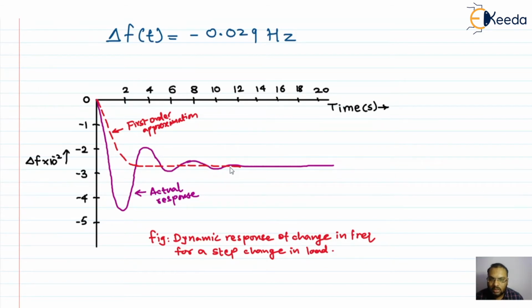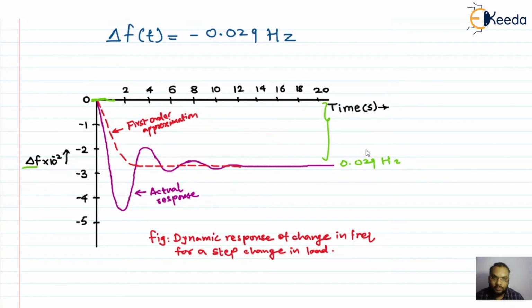You can see some disturbance here, but after some disturbance, now my frequency has settled to this point. This is the value 0.029 hertz. That is the change in the frequency. This was the scheduled frequency. Earlier it was operating at this. This is the scheduled frequency, and that is the change in frequency. Earlier the change in frequency was 0. Now the change in frequency has become 0.029 hertz.